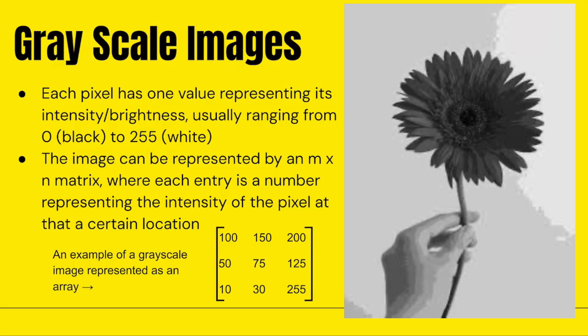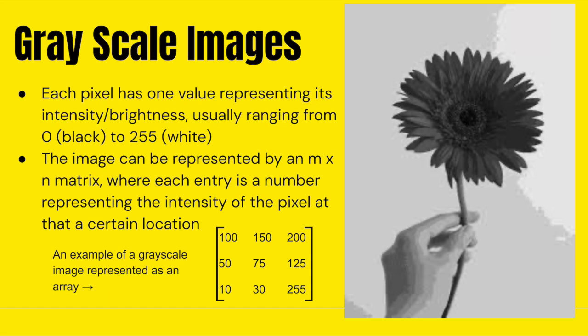Each pixel has a color or intensity value, and the entire image can be represented as an array or matrix where each element corresponds with the pixel's value. In linear algebra terms, this means that an image is represented as a matrix. For grayscale images, each pixel has one value representing its intensity or brightness, usually ranging from 0 to 255, 0 corresponding with black and 255 corresponding with white.